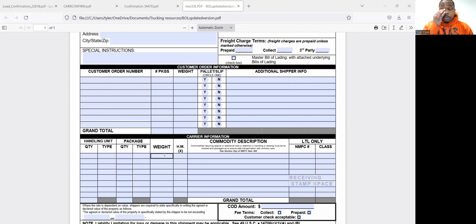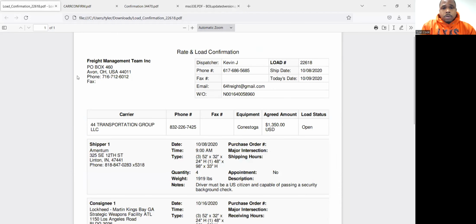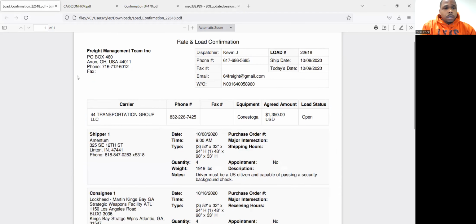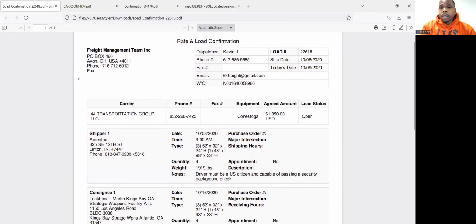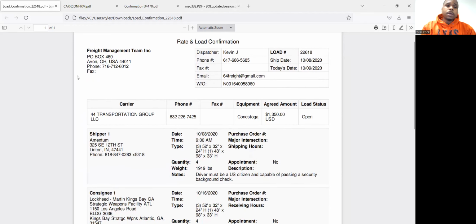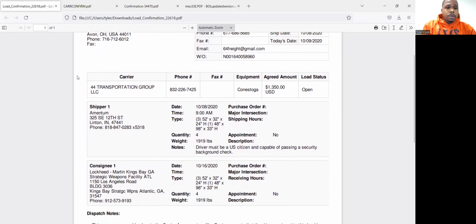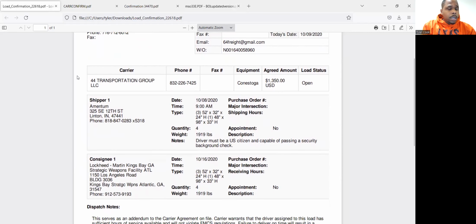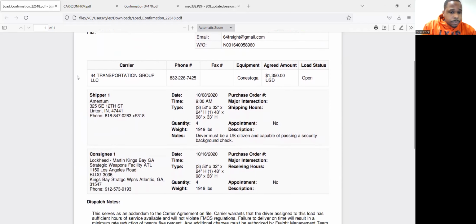So I chose 3 of my previous rate cons. They all got kind of different scenarios, so I'm gonna explain each one, and we're gonna input it in and go from there. Let's go over this first one. So this first one, this was a company called Freight Management. They gave me the load. Talked to this guy named Kevin. And it was for one of my drivers. Apparently he was in Indiana, and I basically shipped it to Georgia.